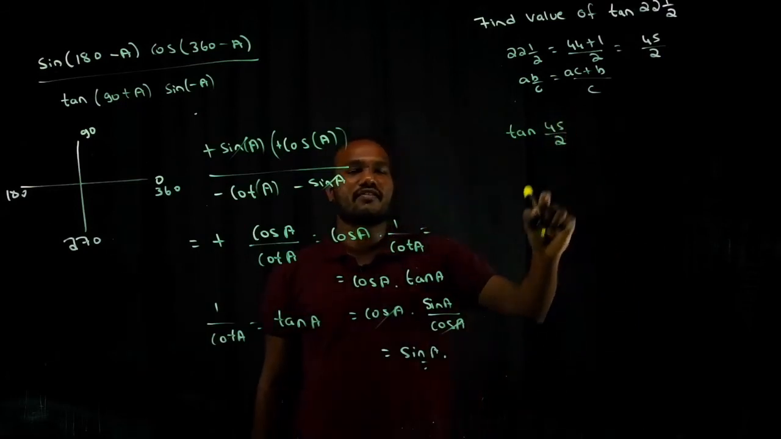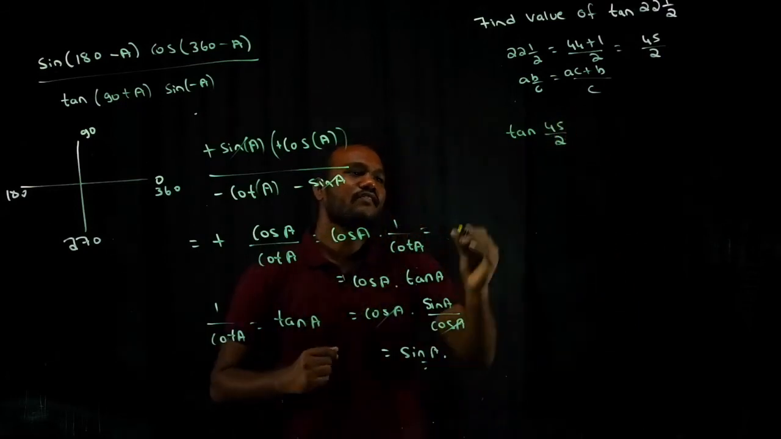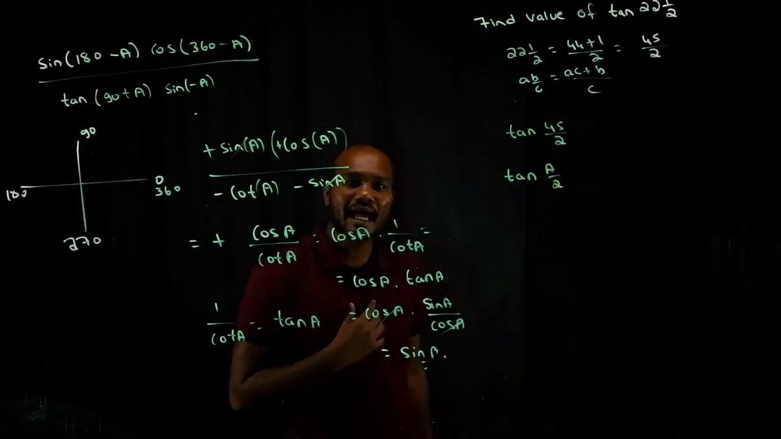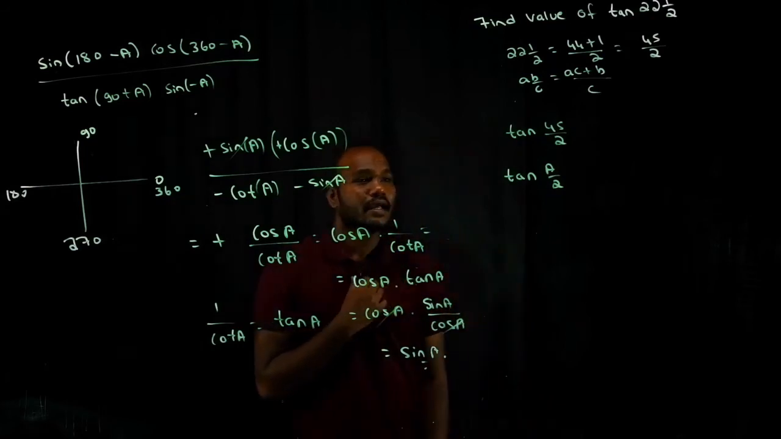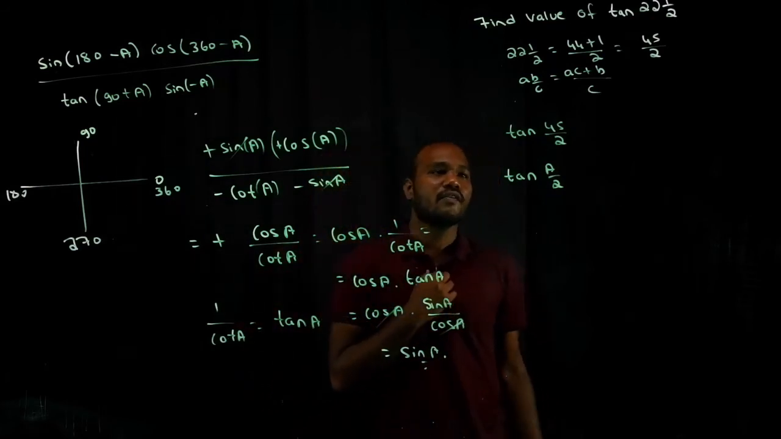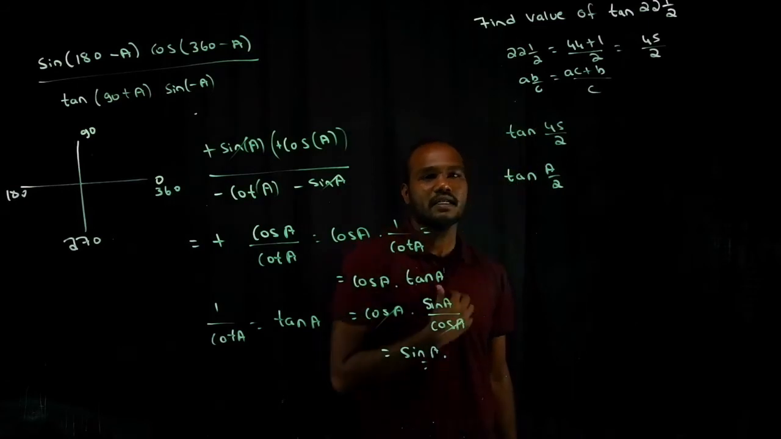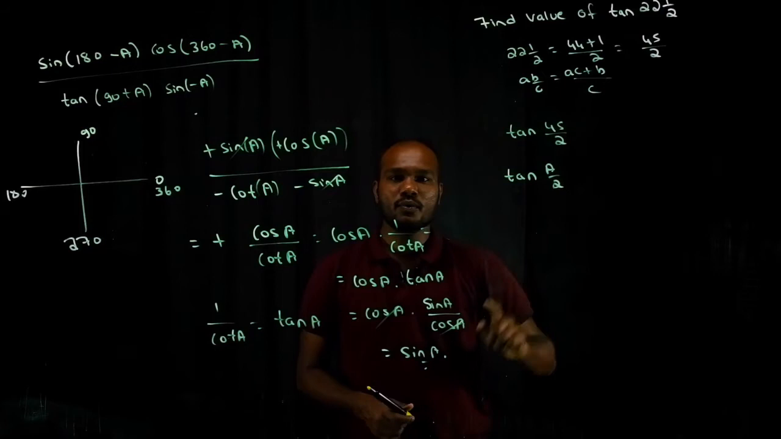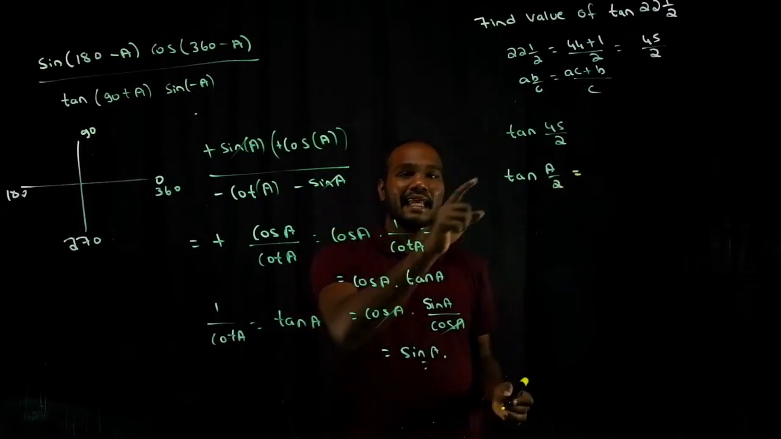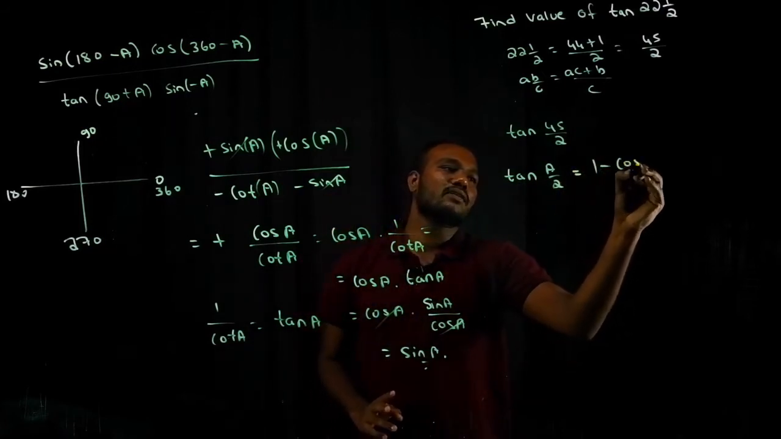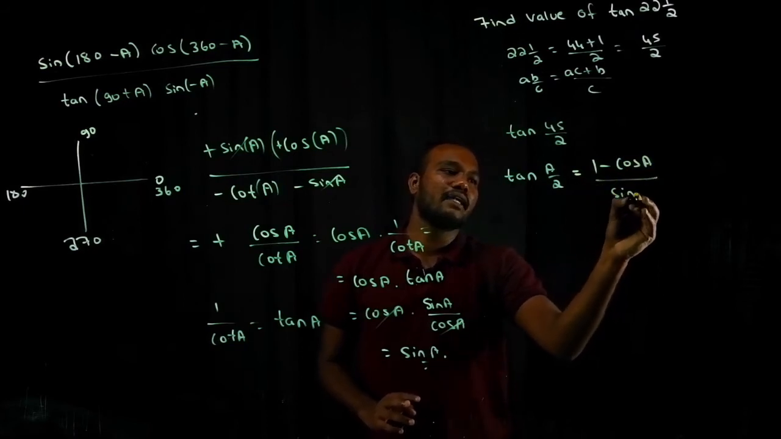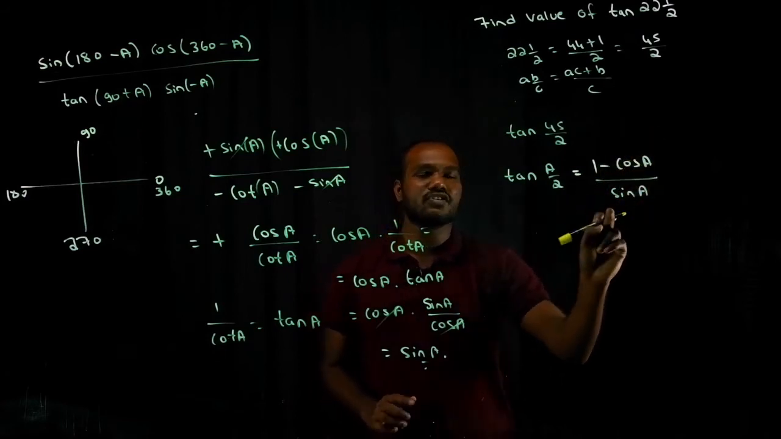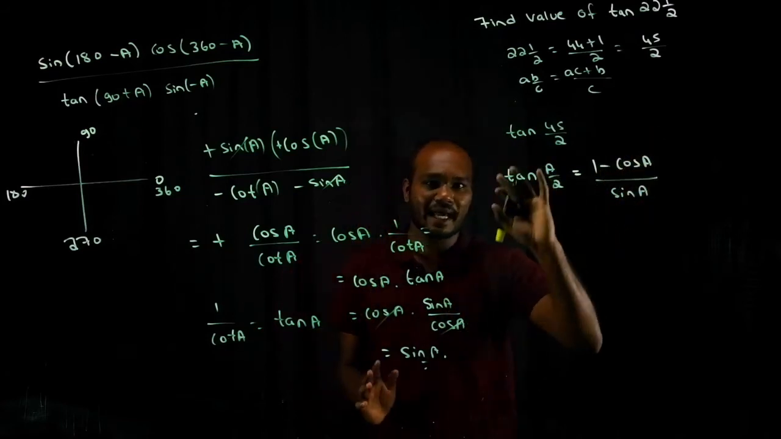Tan of 45 by 2. How to find this? See, we know tan A by 2 value. We need to find the value of tan A by 2. We need to know that tan A by 2 is nothing but 1 minus cos A upon sine A. Tan A by 2 is what? 1 minus cos A upon sine A. You need to know this formula to find tan A by 2.